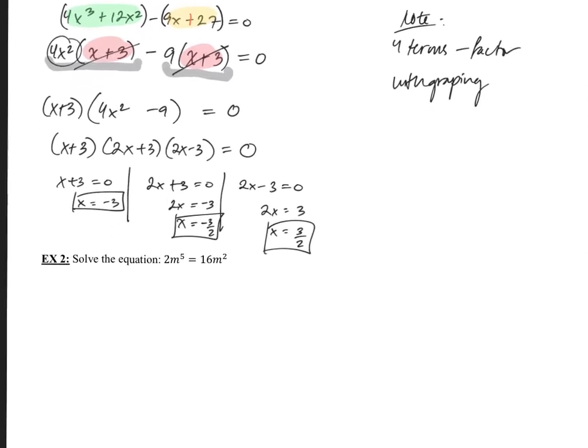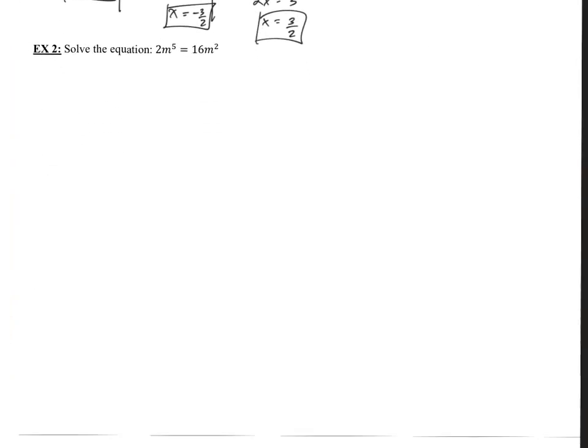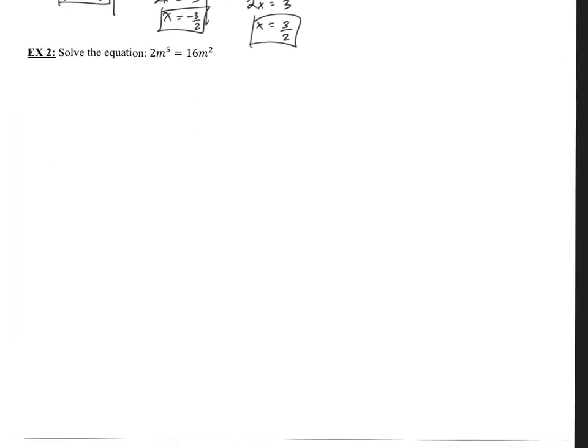Alright, let's look at the next problem. Solve the equation 2m to the 5th power equals 16m squared. Alright, this is kind of weird, but once you see something that's slightly weird, just think of what you would do with a quadratic. I'm going to try set this equal to 0.